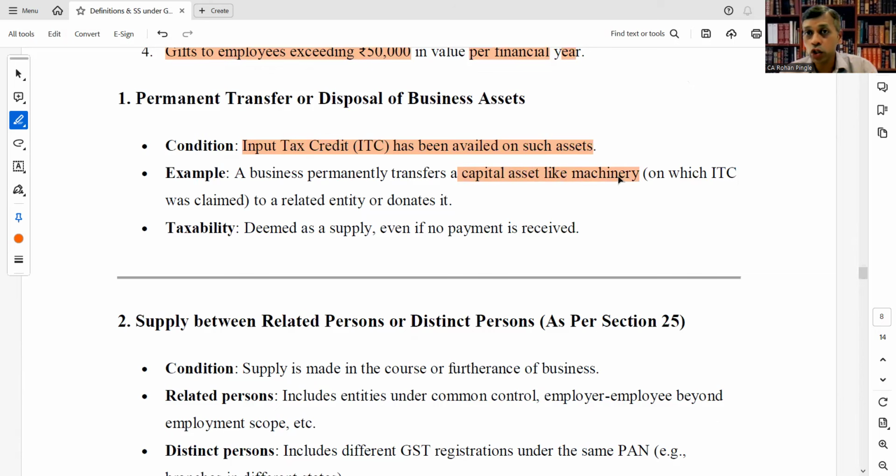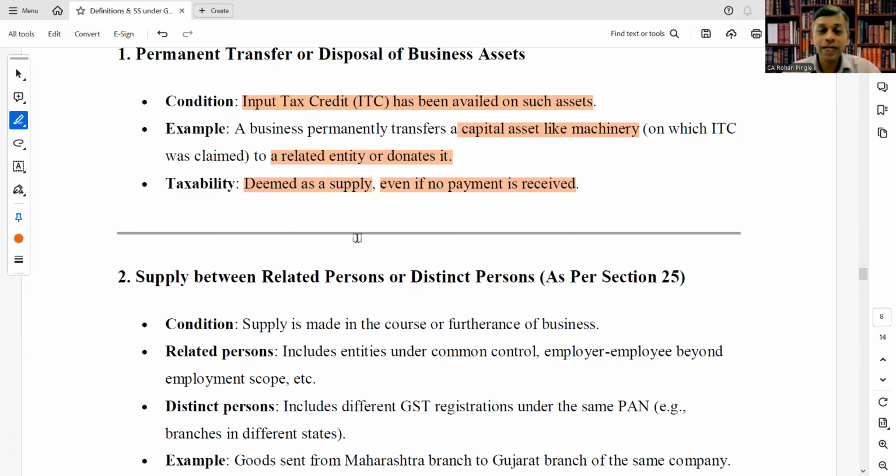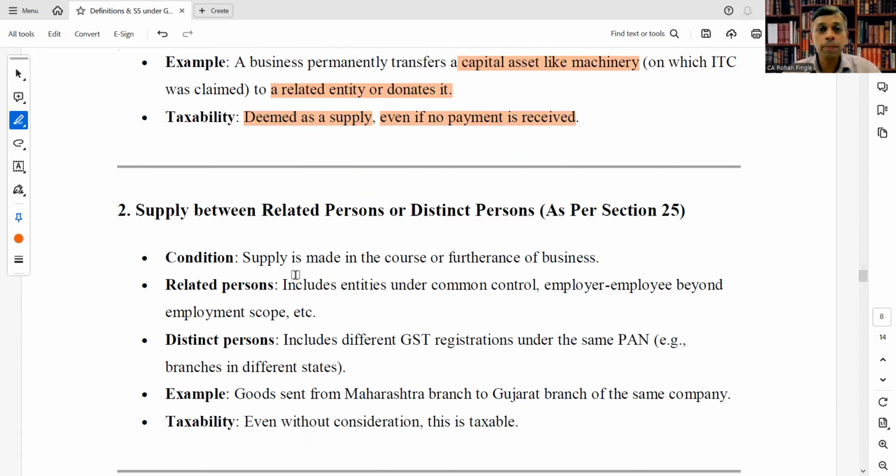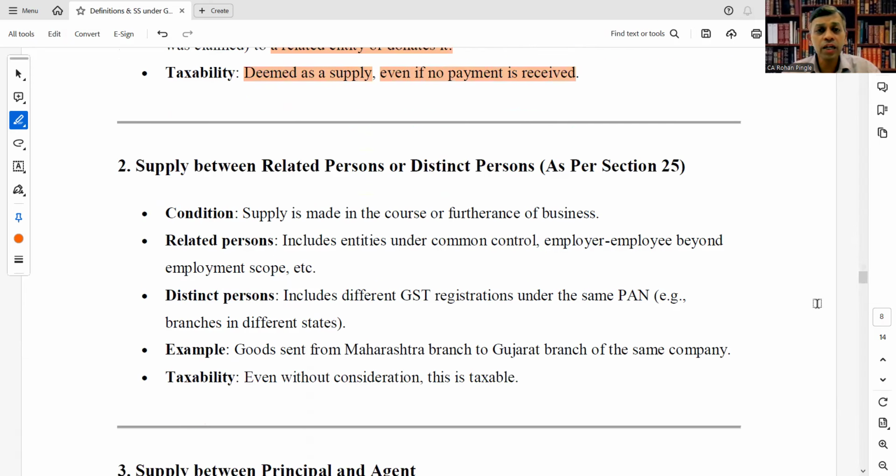A business permanently transfers a capital asset like machinery on which ITC was claimed, ITC is availed, to a related entity or donates it. This is an example of permanent transfer. Taxability: deemed as supply even if no payment is received. In the above example, if it is donated, then consideration would not be involved. So it is a deemed supply even if no payment is received. That is required for taxability.